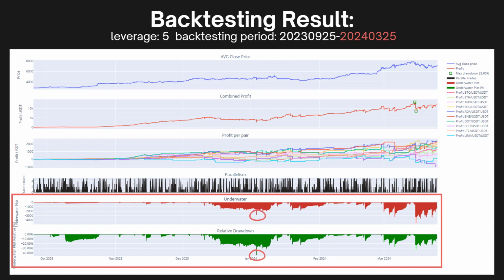To decrease the drawdown, we could increase the number of max open orders to trade less money each time, or add filters to avoid significant risks. That's all for this video.